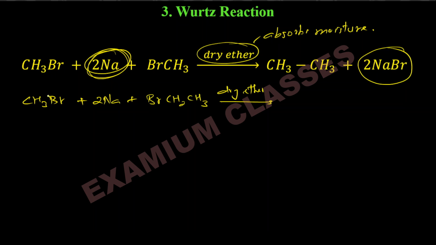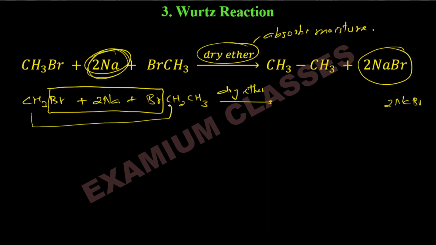Now you might think that I said bromines will combine with sodium and give you 2NaBr, and the rest of the alkyl groups will combine. You will get CH3, CH2, CH3. Yes, this reaction will happen. Okay, there is no problem in that. But what will happen is that the two other alkyl groups will also combine. So this reaction will also take place.